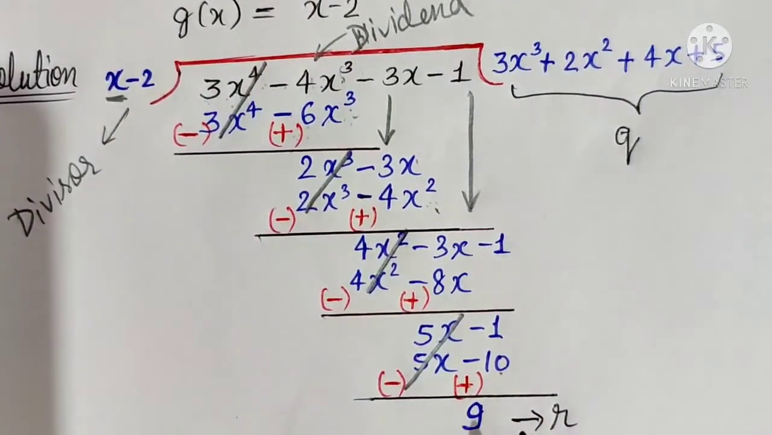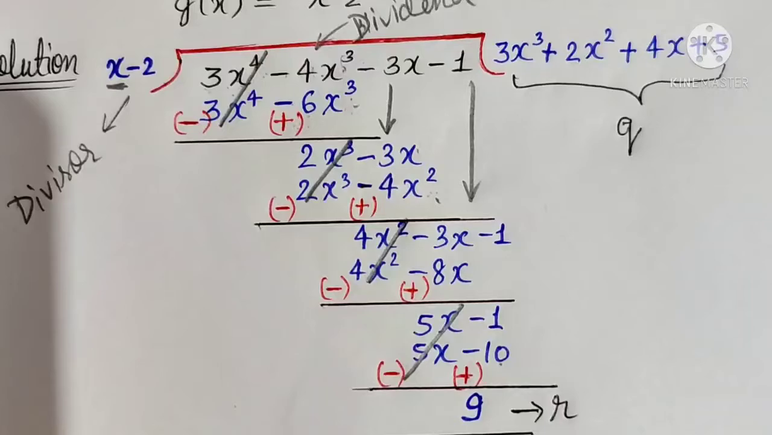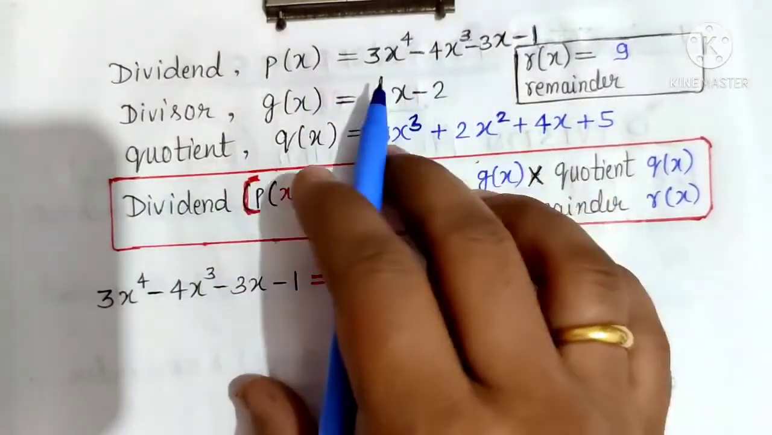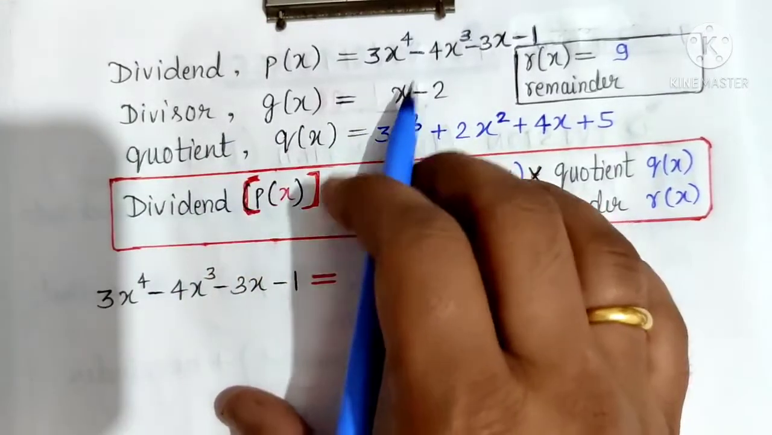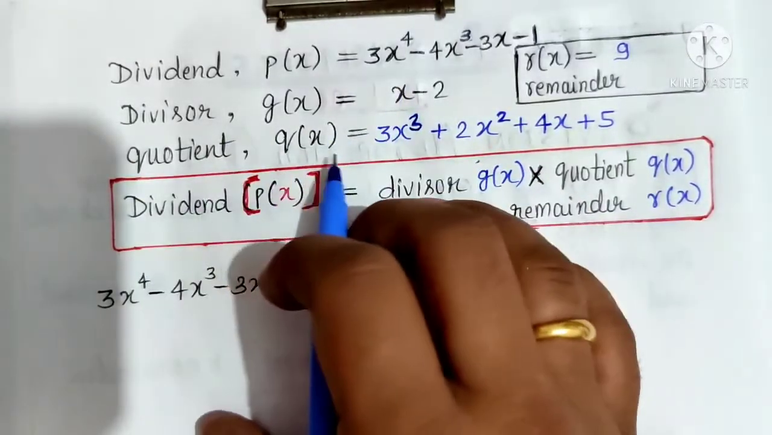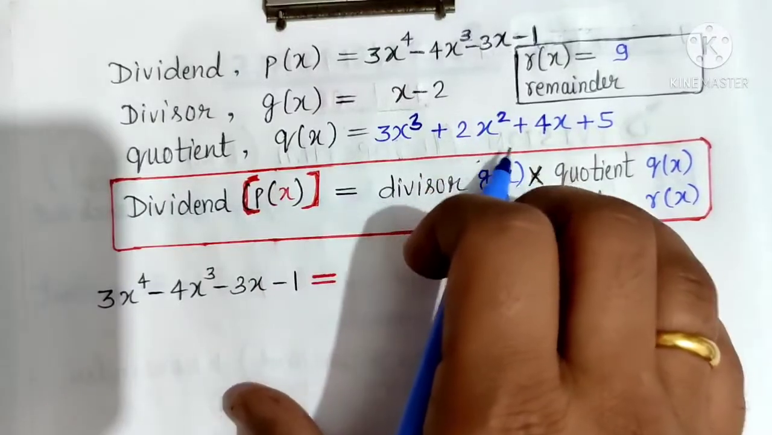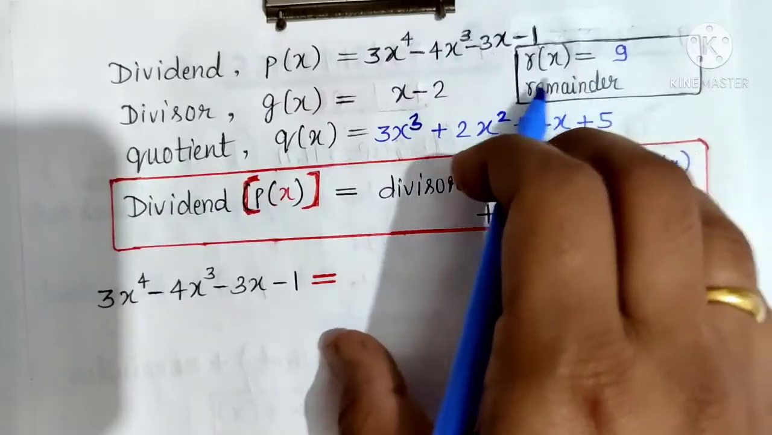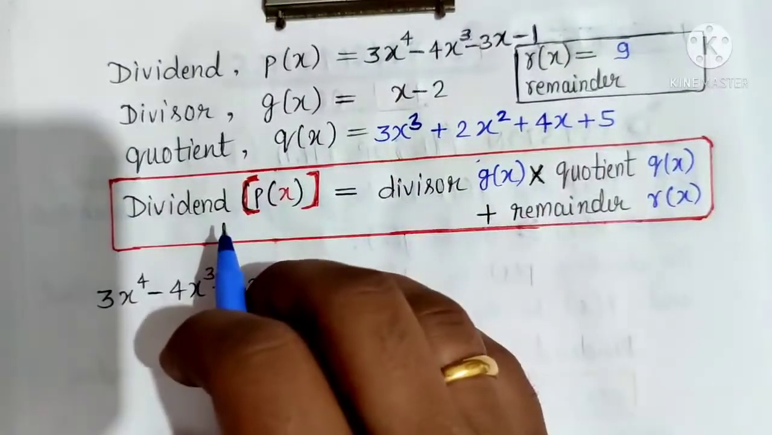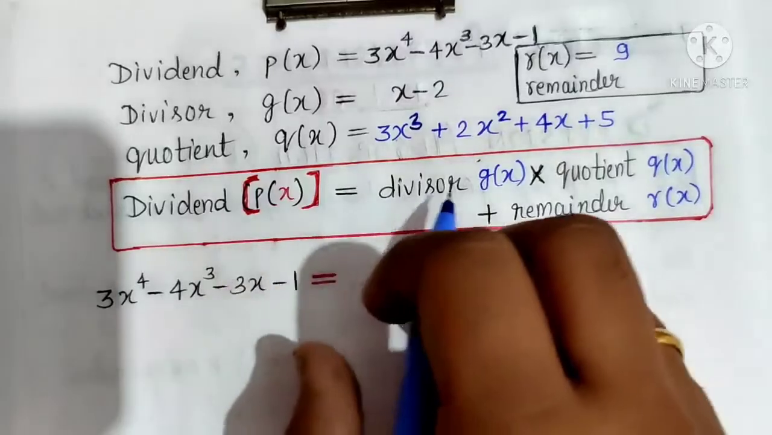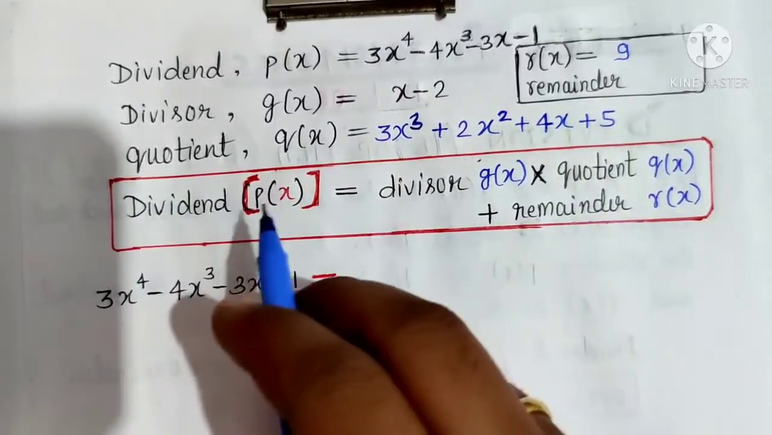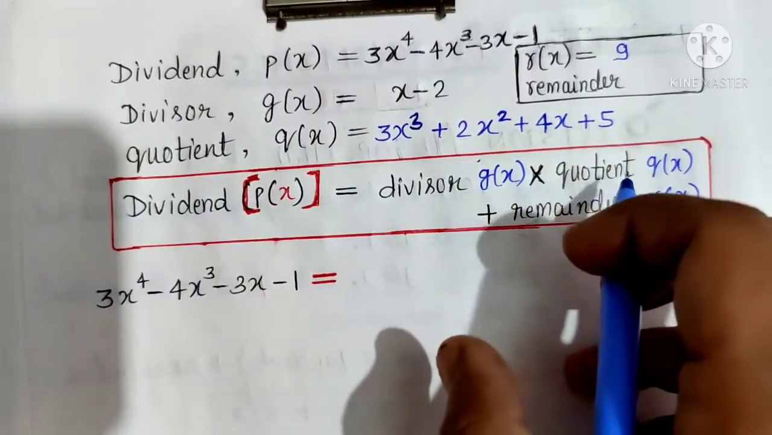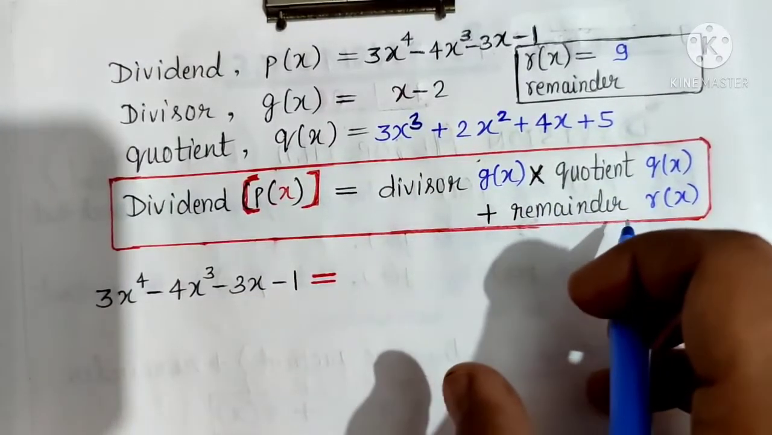Now on the basis of this, we can verify also. Let's see how to verify. So now students, we have written our dividend, that is px, this one, and divisor gx, this is given. These both things are given. What quotient came? Qx, 3x cube plus 2x square plus 4x plus 5. And that remainder came equals to 9. Now in order to verify, we have to use our old term, that is dividend equals to divisor multiplied by quotient plus remainder. So what is dividend? Px equals to gx multiplied by qx plus remainder, that is rx.